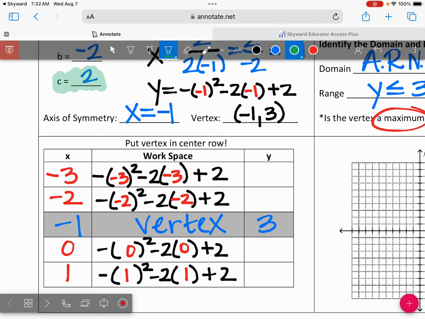And keep in mind that whatever you get for this number, you should get the same number for this box too. And whatever you get in this box, you should get the same number in this box. So go ahead and take a minute and fill in those 4 numbers. And then after you do that, we're just going to graph it out.